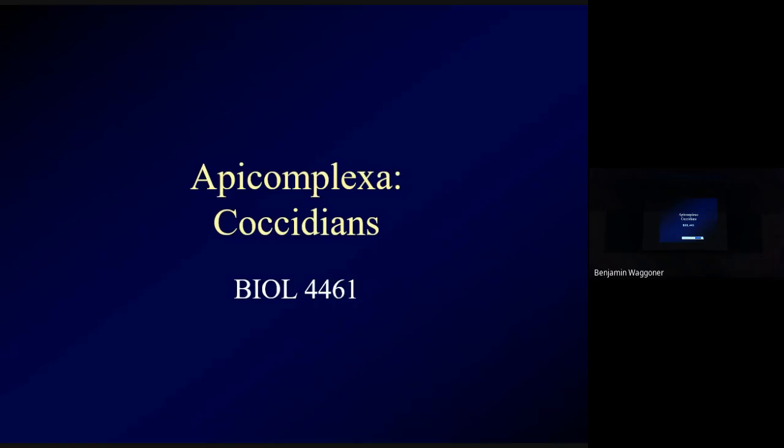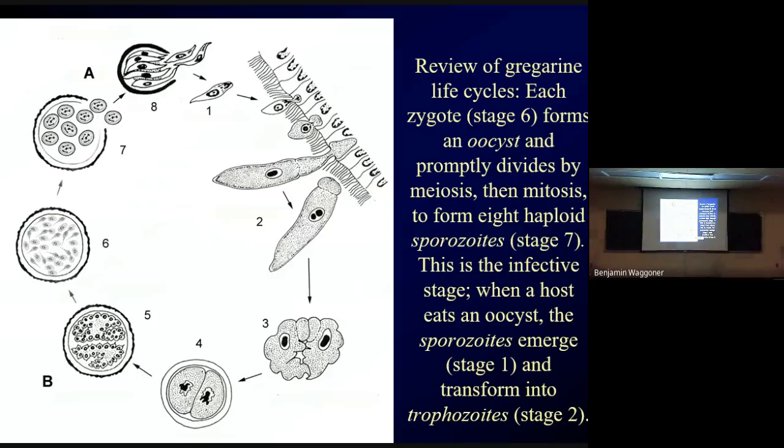But this next group most certainly does. This is the coccidia. Quick review of the gregarine life cycle. This is one picture that you've got in your lab handout. If we start with stage 1, that is an infective sporozoite. That's the stage that's eaten, typically passes into the mouth, burrows partly into a gut cell, and transforms into stage 2. That's a full-blown trophozoite.